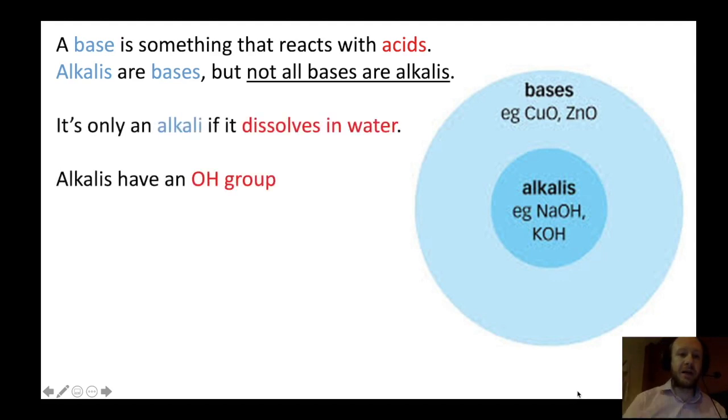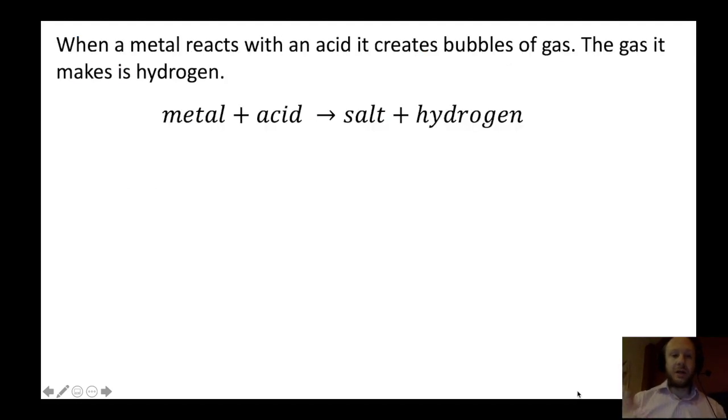For something to be an alkali, it has to dissolve in water and have an OH group in it. So sodium hydroxide has that OH group because its formula is NaOH. Calcium hydroxide has an OH group because its formula is Ca(OH)2.